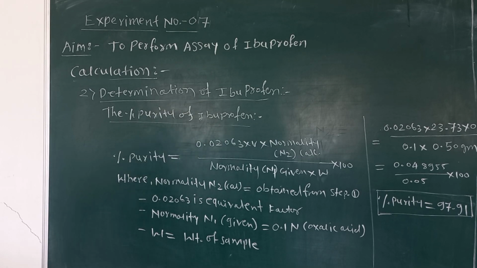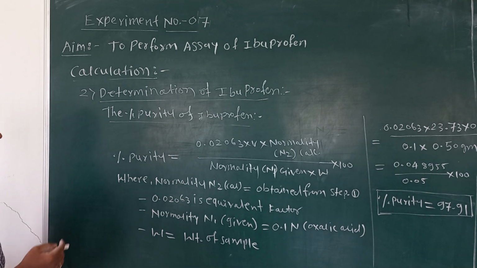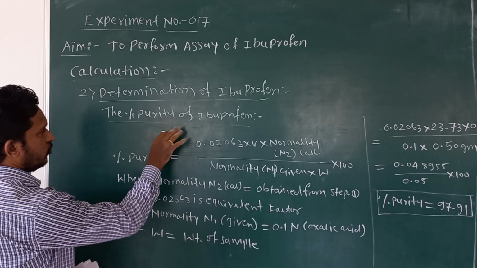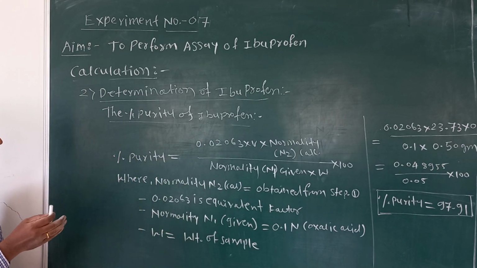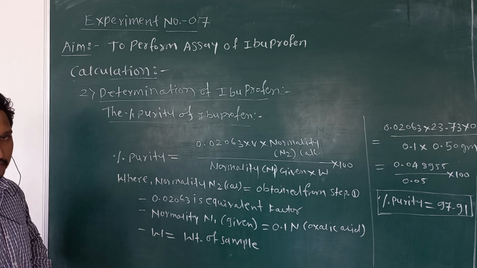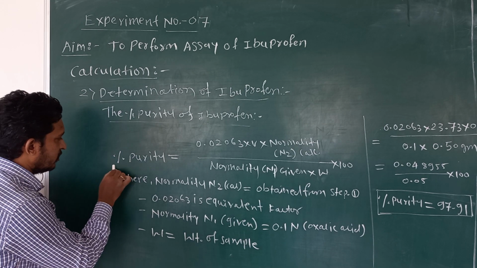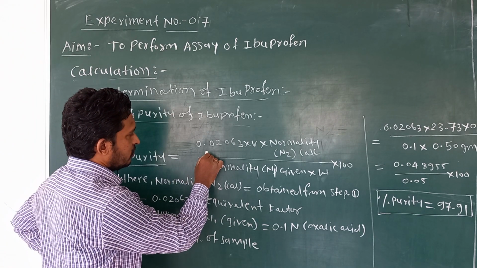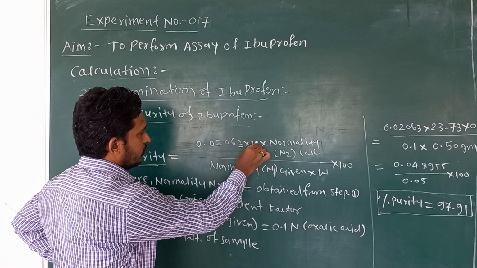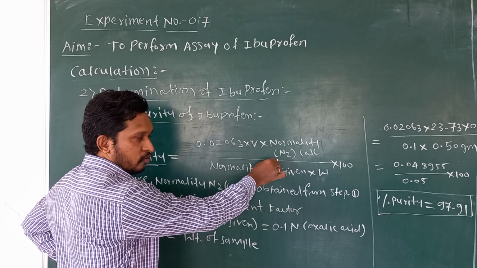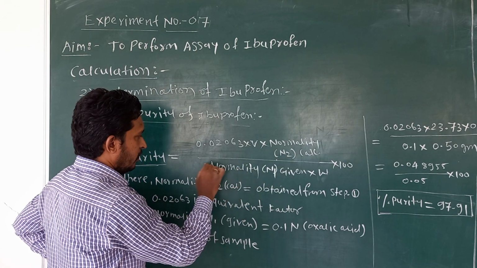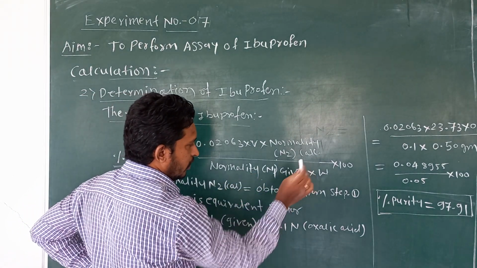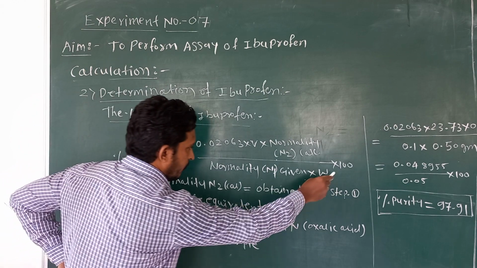Now let us do the second part of the calculation, that is the determination of ibuprofen, or the percentage purity of ibuprofen. So for percentage purity, we have the formula: 0.02063 × V × N2, which is taken from the calculation, divided by N1, which is given, × W, and × 100. So we get the percentage purity.